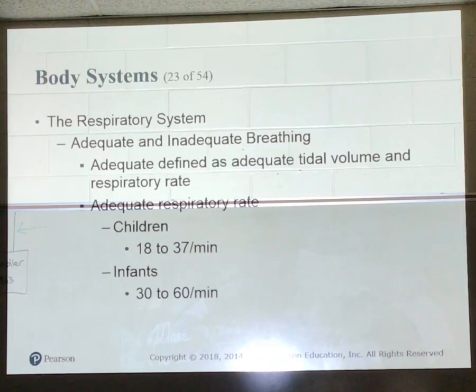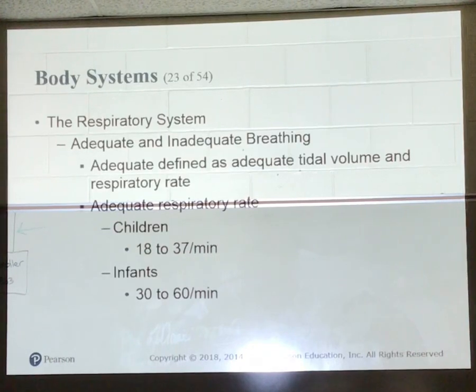Infants or kids, as they age, the respiratory rate will decrease. The respiration should be regular in rhythm and free of unusual sounds such as wheezing. The chest should expand outward and equally with each breath, indicating an adequate depth or tidal volume.